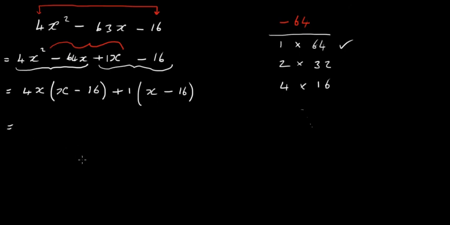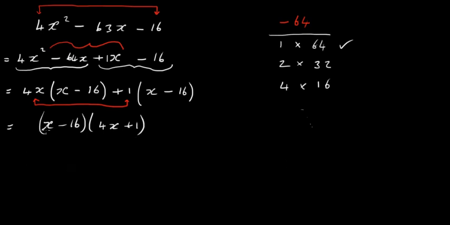So what you do next is you write down the x minus 16 and you multiply that by these two here, this one and this one. You're effectively factorizing this term and this term here. You're taking x minus 16 out of both terms. So you end up in here with 4x plus 1.